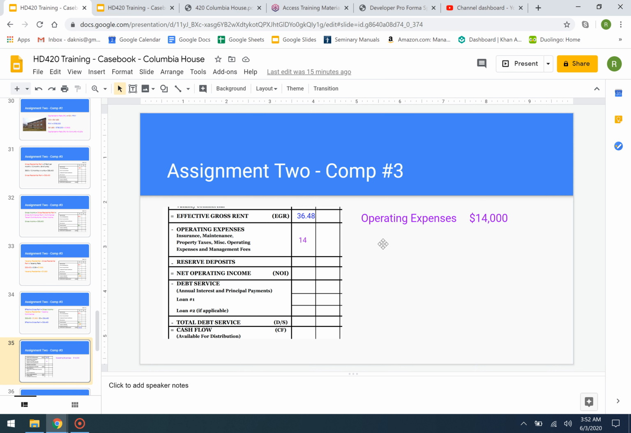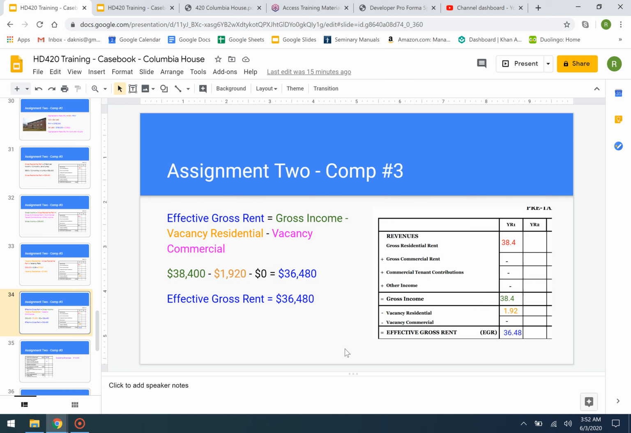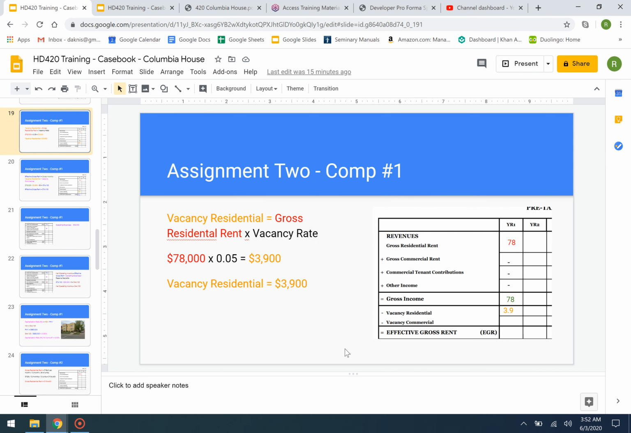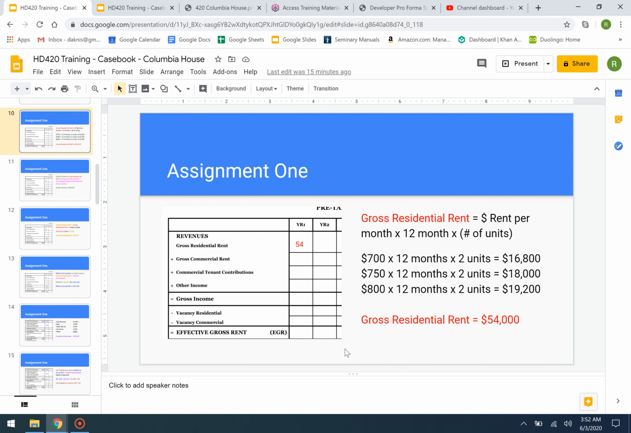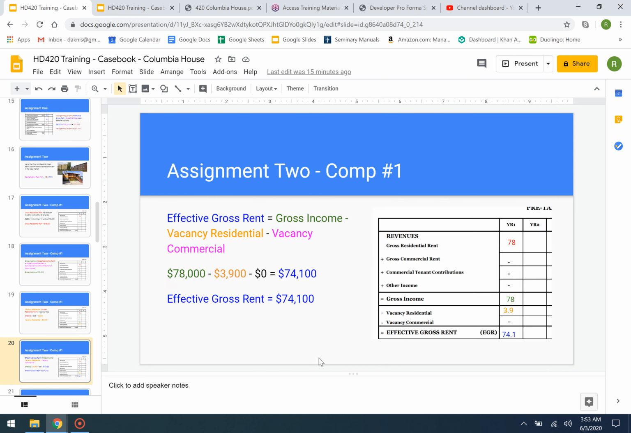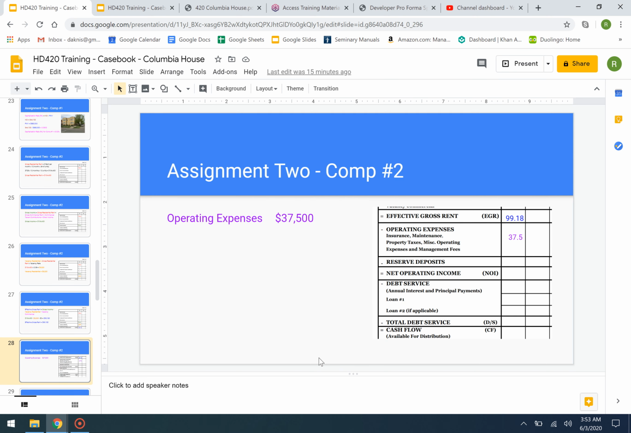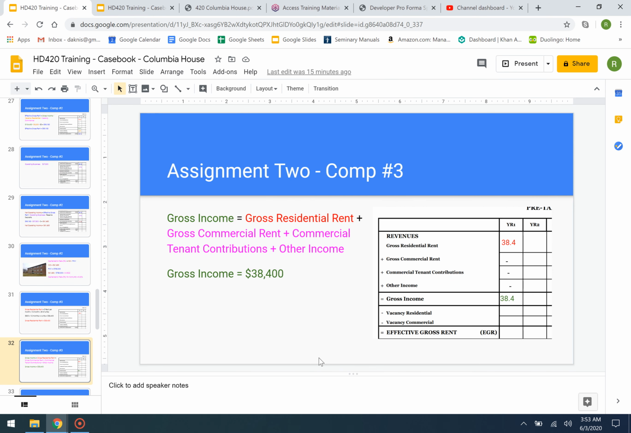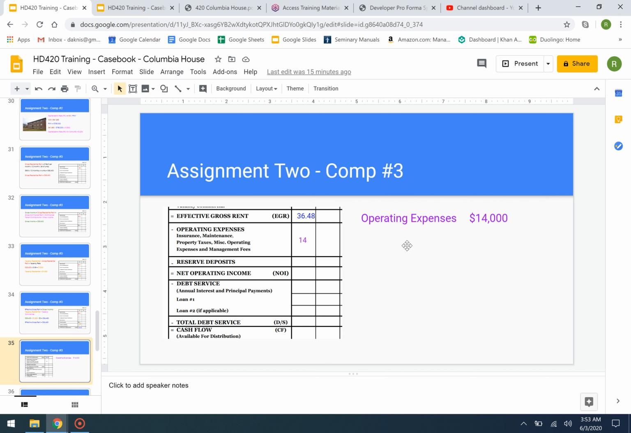Now operating expenses, again, if you're wondering where that came from, you probably already know by this point, having done these other ones, but it's in the fact pattern. So 4-unit building sold for $290,000, that's our fair market value. $800 per month, that's our rent. And $14,000 per year, that's our operating expenses. So our operating expenses are $14,000. Plug that in right there underneath the operating expenses.